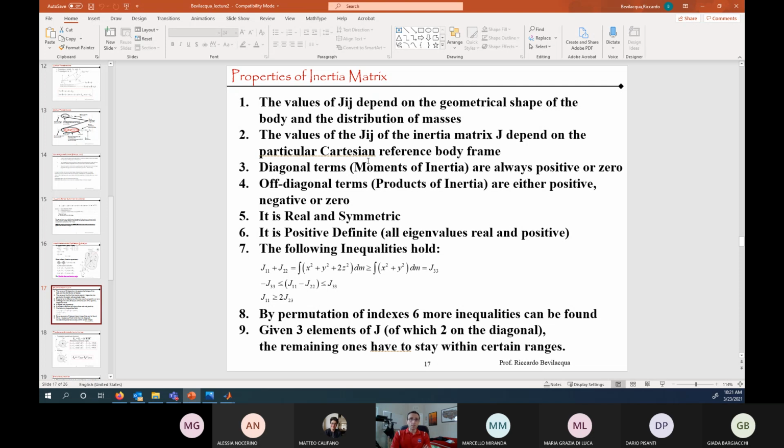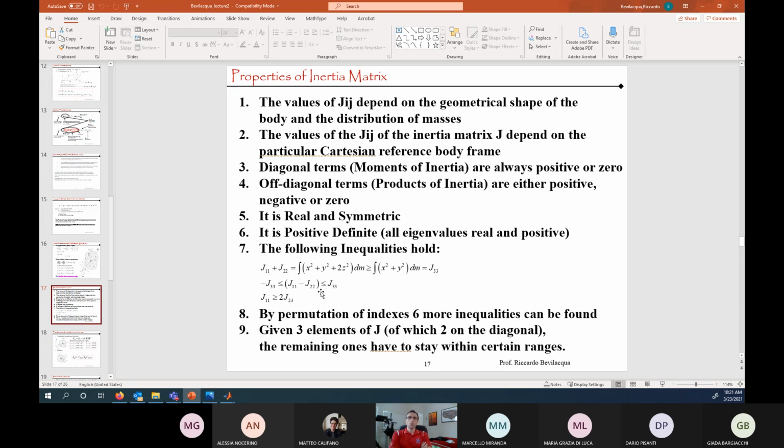It is positive definite, which means that all the eigenvalues are real and positive, and they better be, because when I diagonalize my matrix of inertia, I need to find the principal moments of inertia, and in point 3, I told you that they're always positive or zero. There are some inequalities that also hold. So the above properties are not enough. The following three expressions also have to be respected to be a proper matrix of inertia. Just look at them. They're just constraints and inequalities that need to be respected.